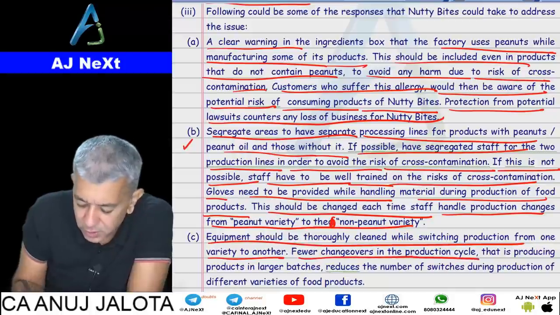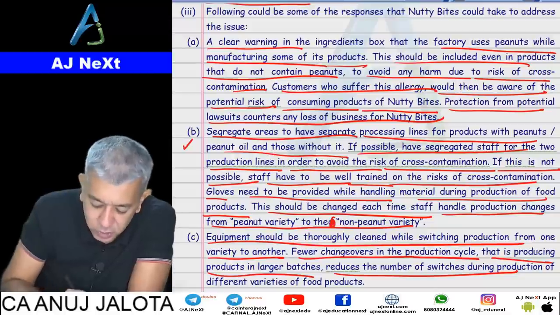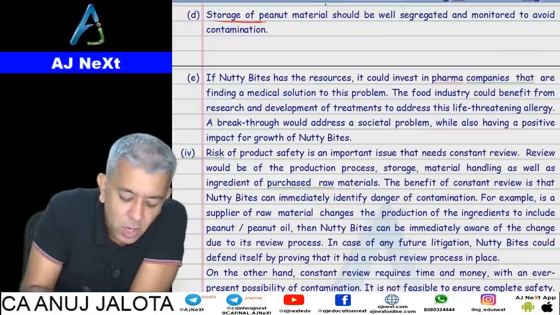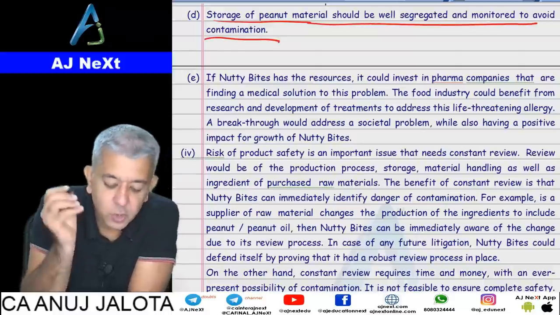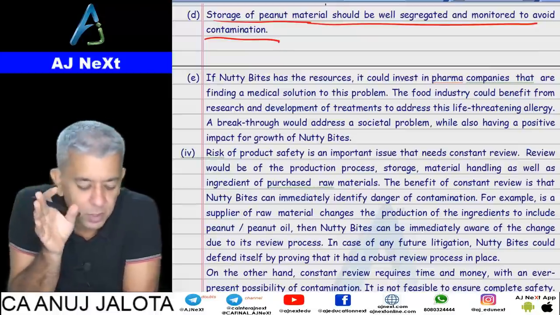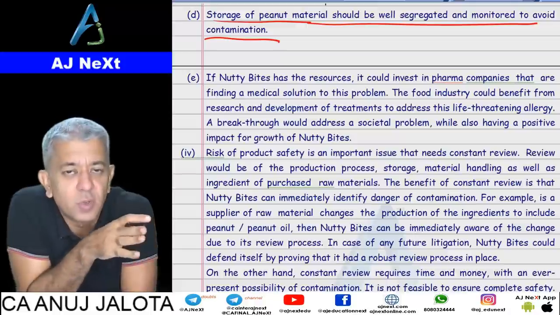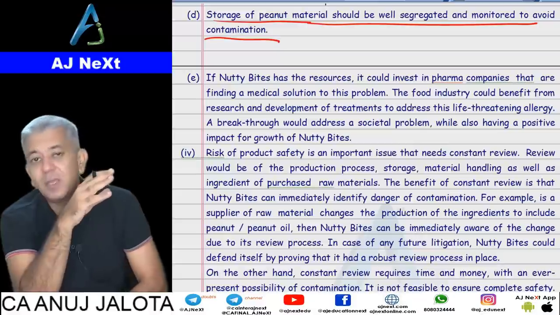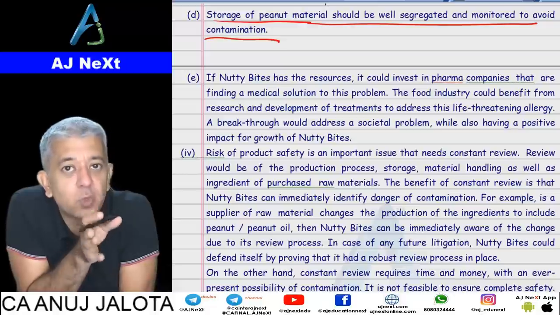Fewer changeovers in the production cycle, that is producing the products in large batches, reduces the number of switches during the production of different varieties of food. That was the third suggestion that I had given. Fourth, this thing I should have told, I think. Even the storage of the peanut material should be segregated and monitored to avoid cross-contamination. So you can have separate storage areas for the products which do contain peanut and which do not. The same thing should happen whenever you're storing the material, and also whenever you're storing the finished goods.